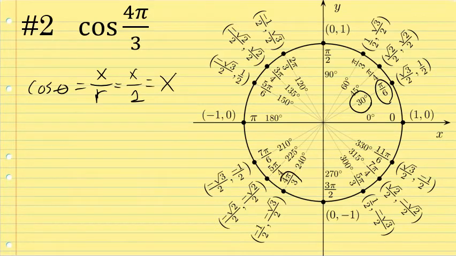4 pi over 3 radians is represented by this angle. The x-coordinate is -1/2.